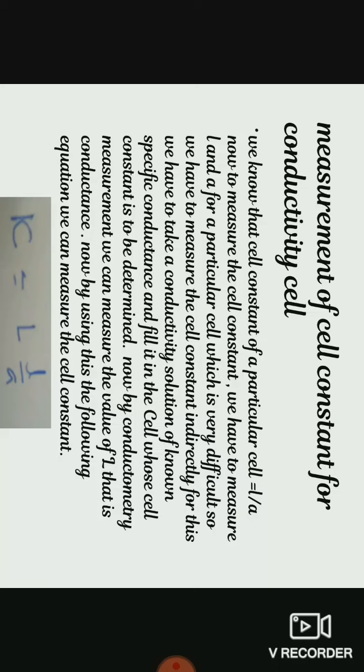Now, how can we measure the cell constant for a conductivity cell? Measurement of a cell constant for a conductivity cell.